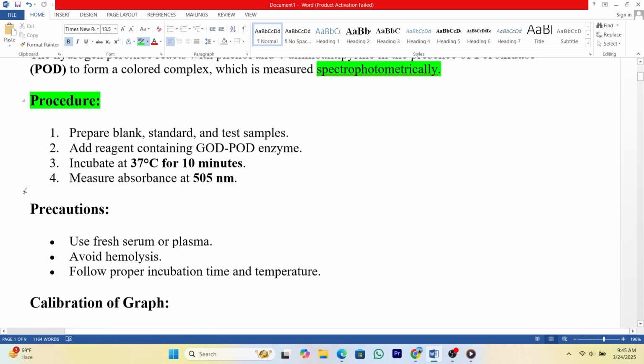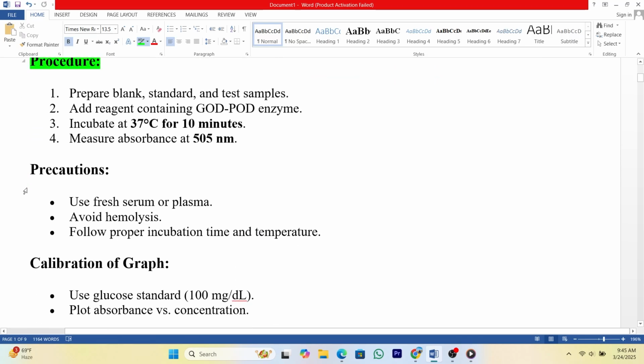Procedure. 1. Prepare blank, standard, and test samples. 2. Add reagent containing GOD-POD enzyme. 3. Incubate at 37 degrees Celsius for 10 minutes. 4. Measure absorbance at 505 nm. Precautions. Use fresh serum or plasma. Avoid hemolysis. Follow proper incubation time and temperature.